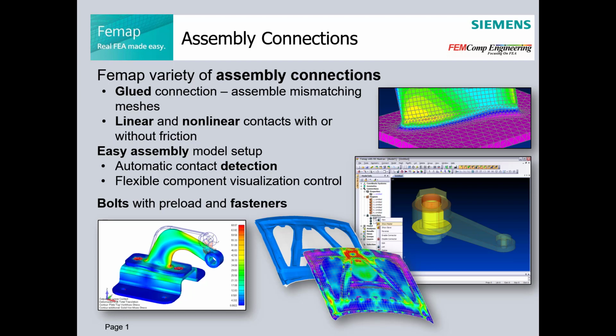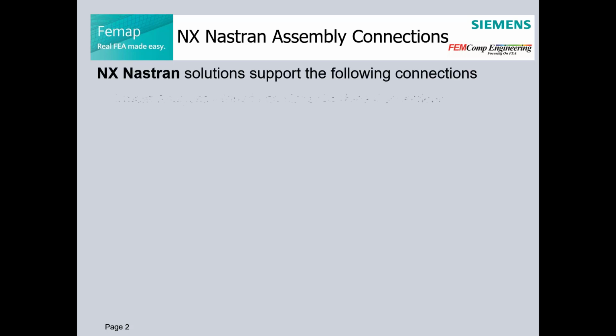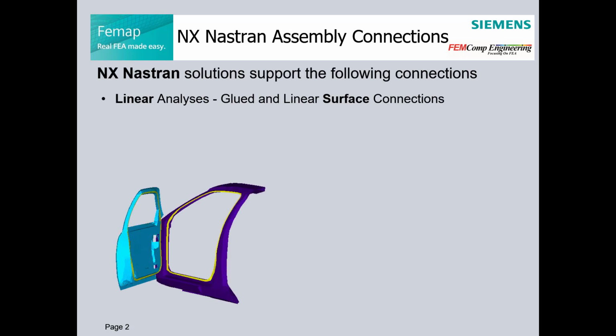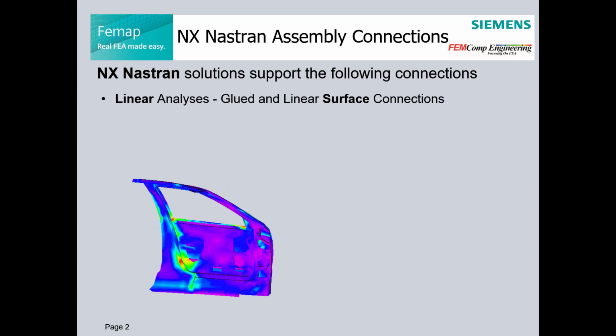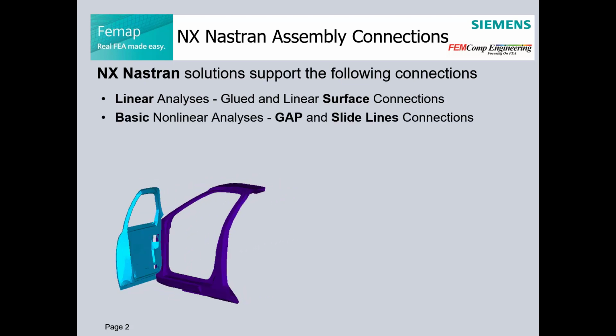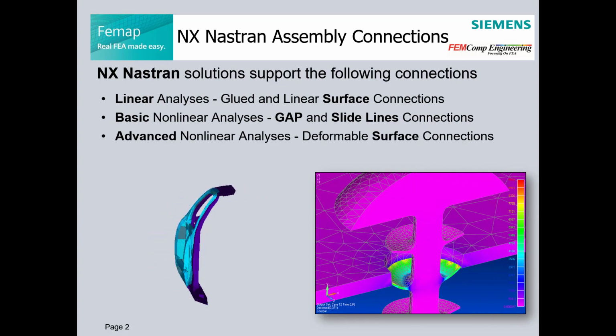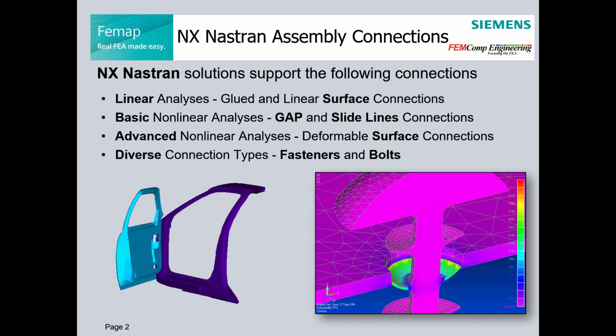The NX Nastran solver supports assembly connection types as listed here. For linear solutions, surface-to-surface connections like glued or linear contact can be used, while deformable surfaces connectors are supported only by the nonlinear advanced module. Point-to-point, gap, and slide line connectors are supported by NX Nastran Basic, as well as fasteners and bolts.